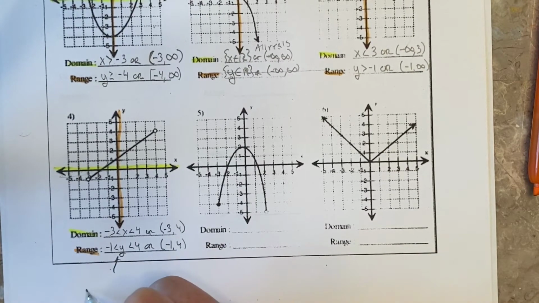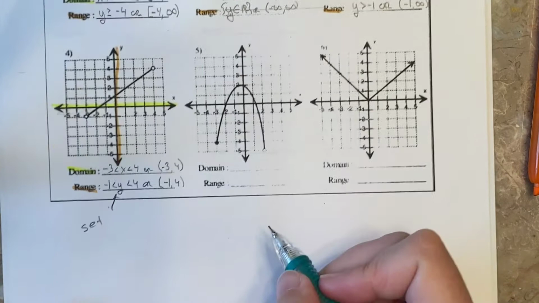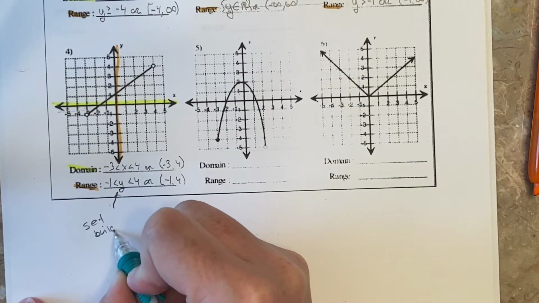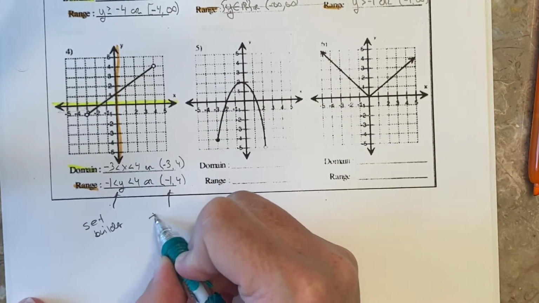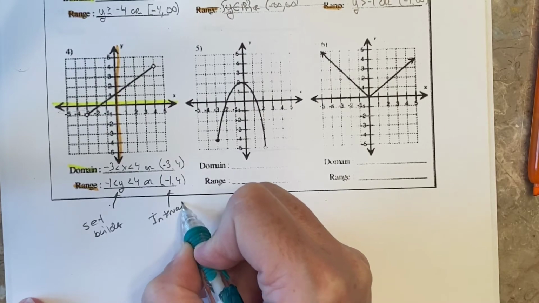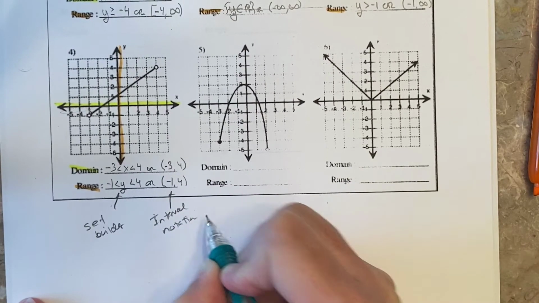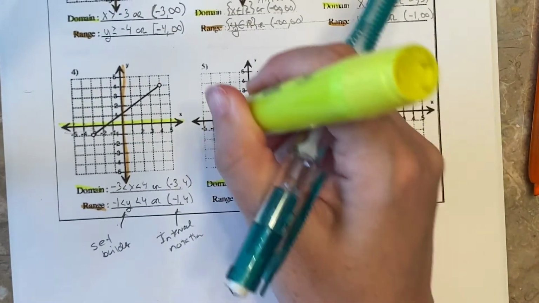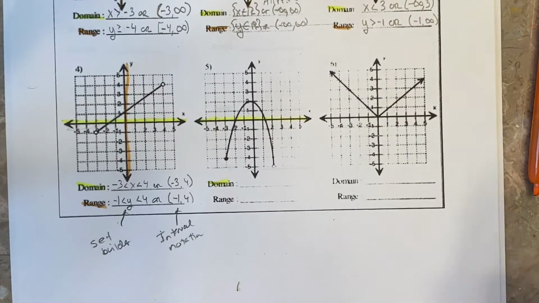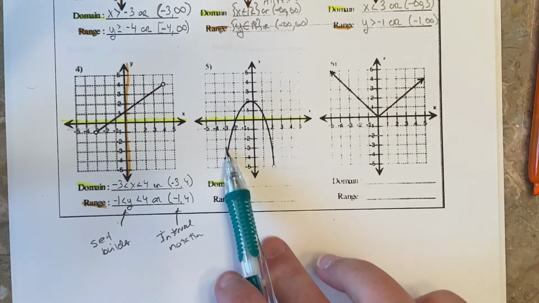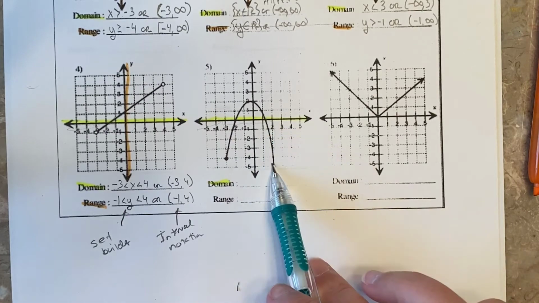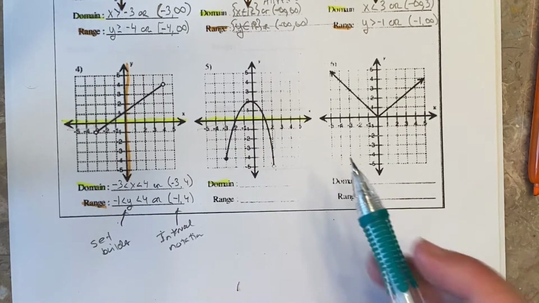Okay, just to remind you, this way is set builder, and this way is interval notation. All right, next, left to right. So left, we start at -3, and we keep going to the right, and we go to 2. That is closed, that is open, okay?